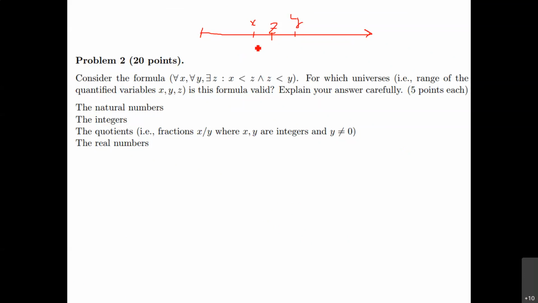Well, for example, if x is 3 and y is 4, this wouldn't work because you can't find something in the middle. Remember, it's strictly greater than and strictly less than. So can you find something that's strictly greater than 3 and strictly less than 4 that belongs to the natural numbers? Like, can you find 3 point something that's between these two? No. So it doesn't work for the natural numbers because, hey, this is a counterexample.